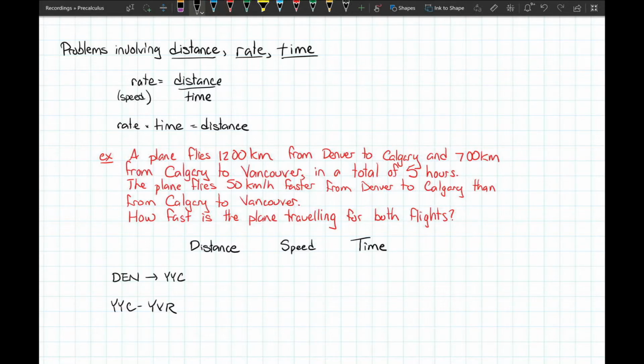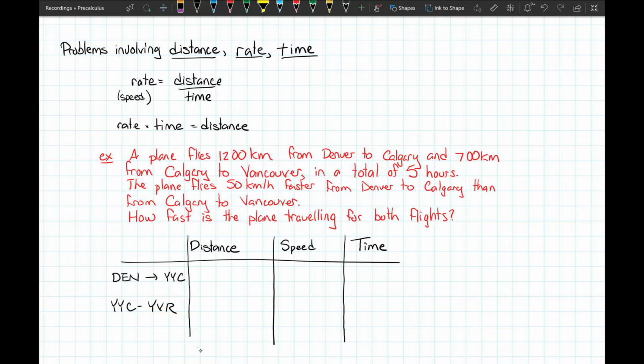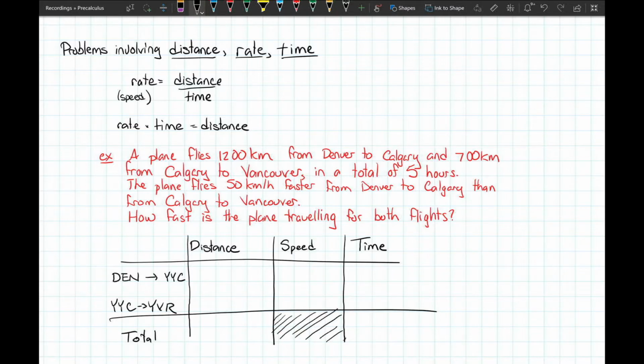I've set up a table here with 3 columns this time: distance, speed, and time. Now, remembering that we can add distances and add times, we could add another row here for total. So I've got Denver to Calgary, YYC, and I've got Calgary to Vancouver, YVR. And below that I have total. And remember, with speeds, it makes no sense to be adding them together. Now, let's take a look at distance first. Distance from Denver to Calgary, we can plug in as 1,200. And remember, this is in kilometers.